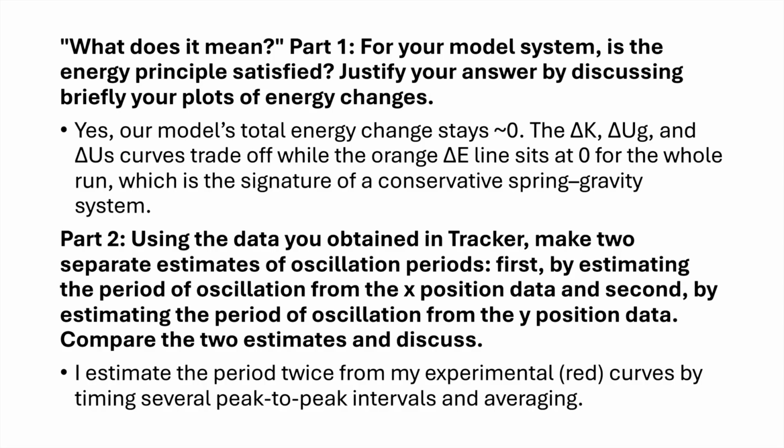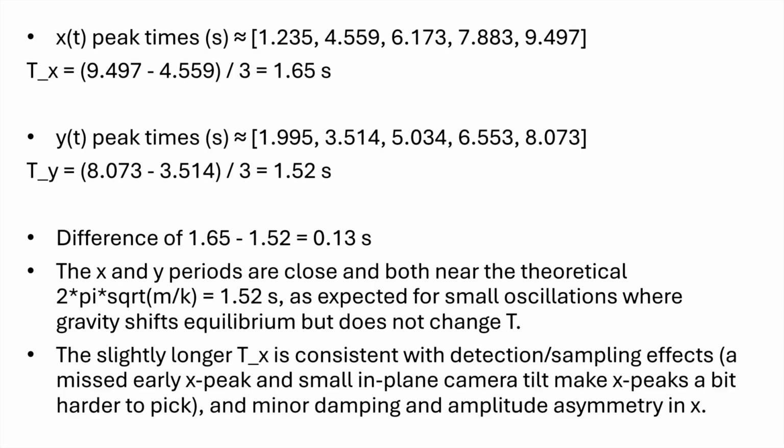I estimate the period twice from my experimental red curves by timing several peak-to-peak intervals and averaging. The x peak times are 1.235, 4.559, 6.173, 7.883, and 9.497, which brings us to 1.65 seconds for x, and y peak times are 1.995, 3.514, 5.034, 6.553, and 8.073, which brings our y to 1.52 seconds. And the difference between the two is 0.13 seconds.